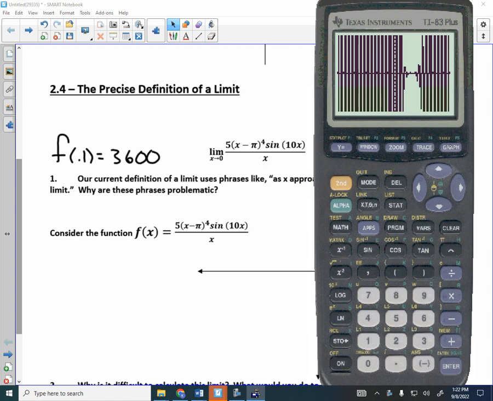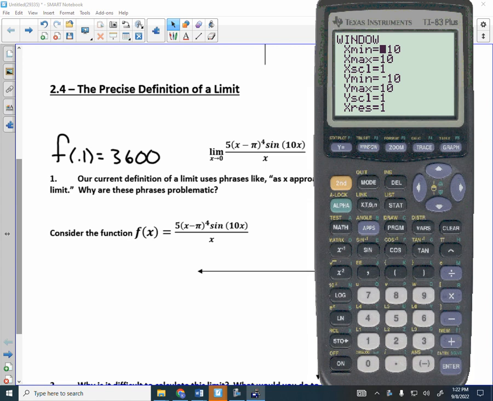So let's change the window a little bit. Let's go into window. So I want to change my box. What do you want the x values to be? Let's be close to 0. 0.1, so that my x min will be negative 0.1. What do you want my x max to be? Positive 0.1. Okay, I'll have to go into your table set and change that for you in a second.